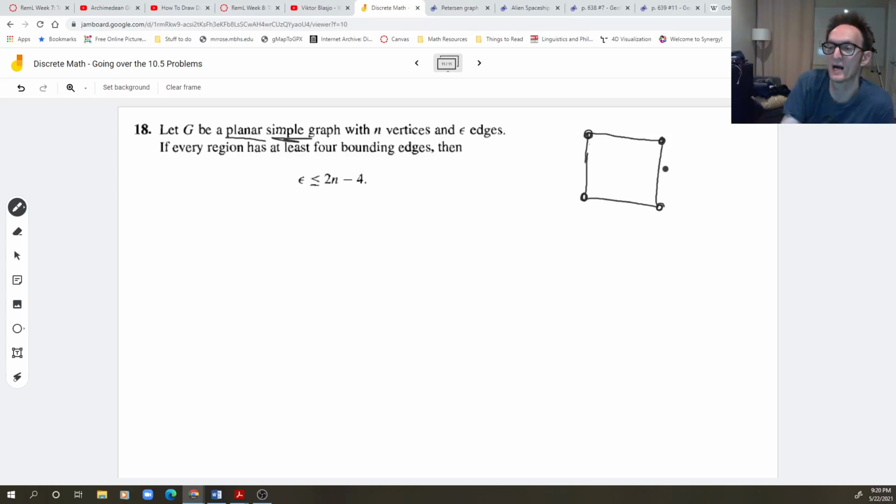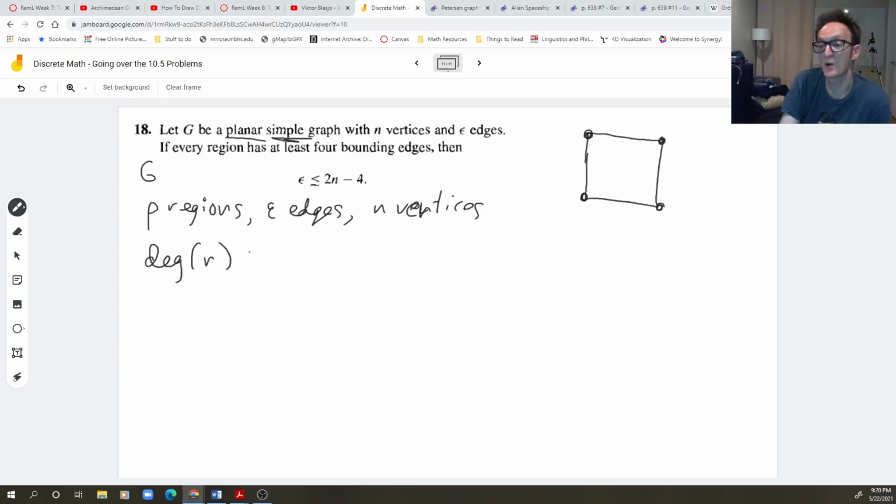So all right, what can I say? Let this graph G have rho regions, epsilon edges, and n vertices. Okay, great. And now what? Well, the degree of every region is greater than or equal to 4. If that's true, then the sum of the degrees of all the regions has to be greater than or equal to 4 times the number of regions, because I'm adding up a number which is 4 or bigger, rho times.